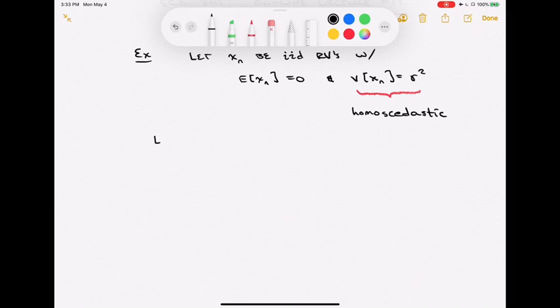So let there be a new random process, y of n, equal to 1/2 of x of n, but then we're also going to add in 1/2 of what was the previous value of y. So this is a basic filtering operation.